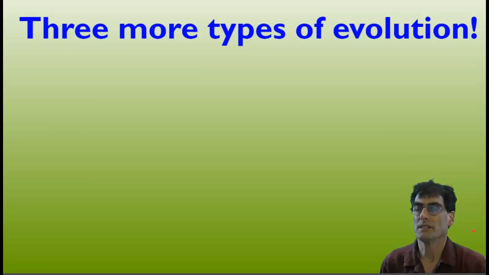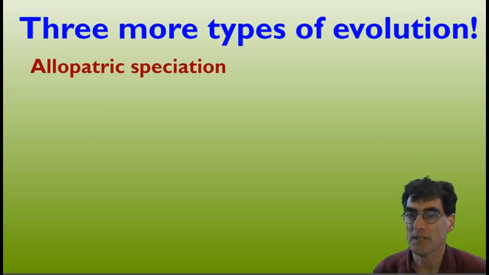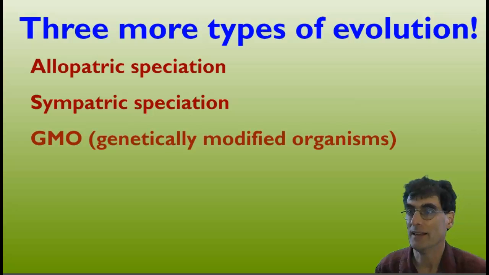So we are going to discuss three more kinds of evolution. A couple of these you maybe already know a little bit about, but one of them you don't. Allopatric speciation, you've heard of before, but not the name. Sympatric speciation might be new to you. And then GMOs, you might know something about as well.